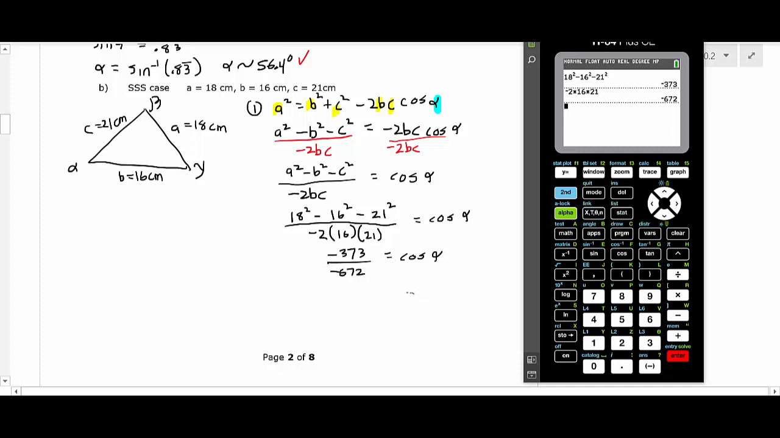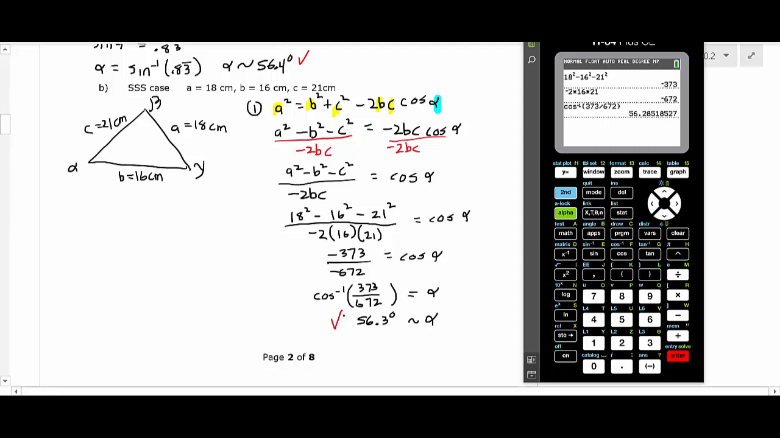So what you end up doing now is alpha is just going to be the inverse cosine of this expression. The two negatives divide out to make a positive. So I'm just going to put that in my calculator like that then. Okay, so that's how I recommend you do that. So I'm going to go inverse cosine of 373 divided by 672. And then this will give an angle, and I'm going to just round this off to 1 decimal. So I've got 56.3 degrees is approximately what alpha is then.